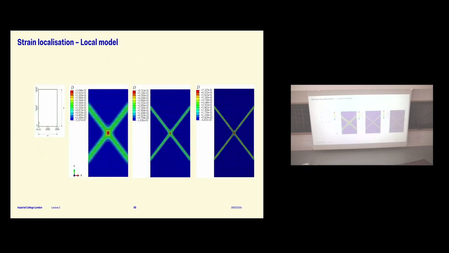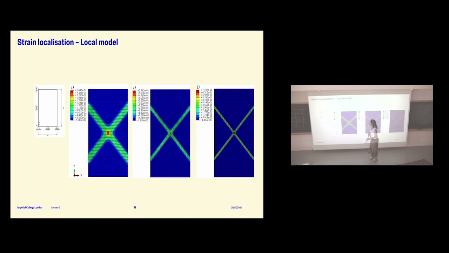And I'll show you the difference between the two models. So if you use the default local models, here what we have is a quarter of a plate, and I'm going to pull it upwards. Here, it's very small, you won't see it. I introduced the flaw by putting properties here which are a little bit lower than the rest. So basically, when you're pulling this, you're going to get localization.